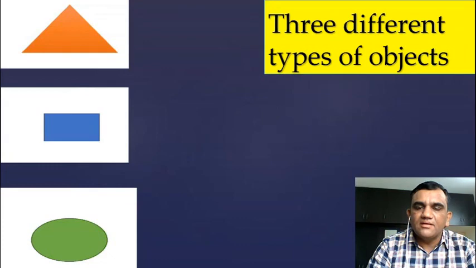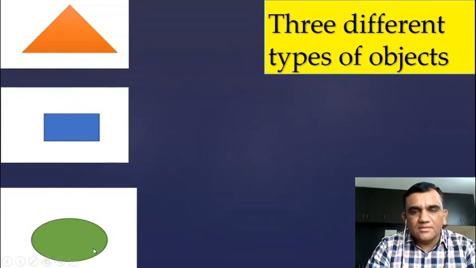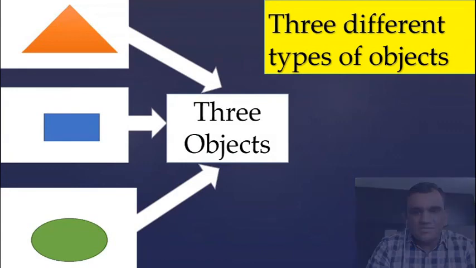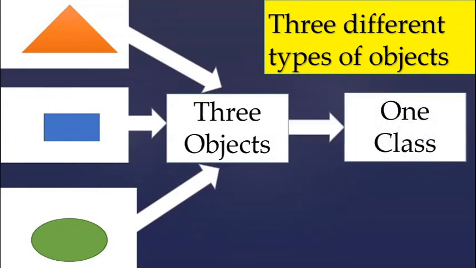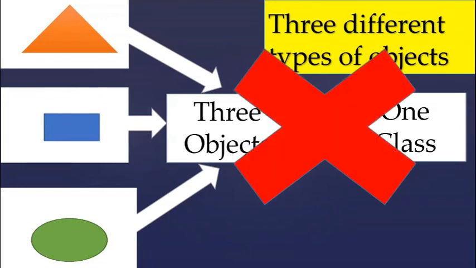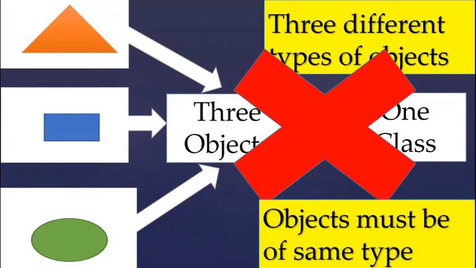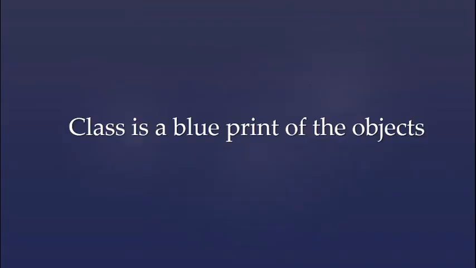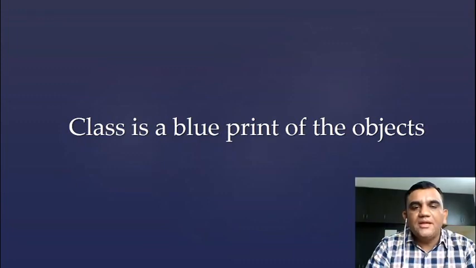Now, here we have 3 more different objects. But again, all the objects belong to different types. The first is a triangle, the second is a rectangle, and the third is a circle. Can we represent all three objects by using one class? No, this is not possible because the objects must be of the same type. They belong to different types or categories. So, from this discussion we understood that the class is a blueprint of the object.